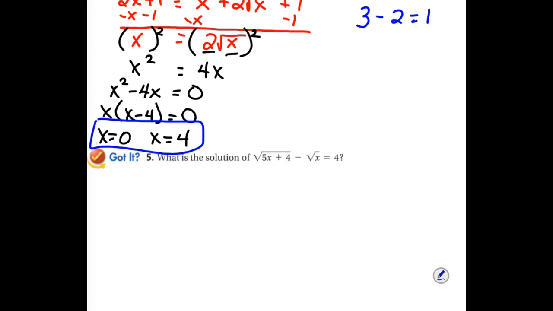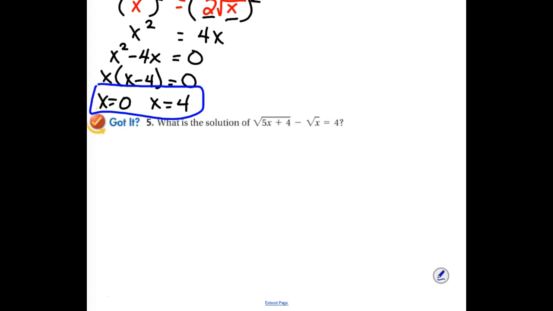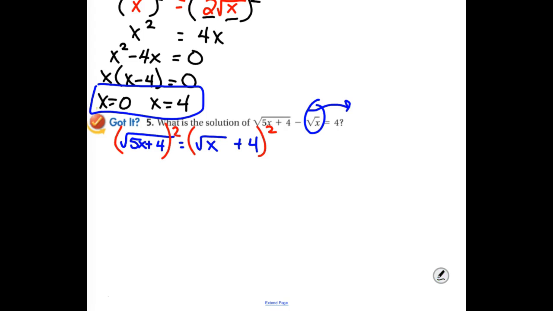All right, our last one. Which one is the more complicated radical? Yes. So we're going to bring this to the other side. All right. We end up with the square root of 5x plus 4. I'm going to add the square root of x to the other side. So now it's a positive root x plus the 4 that was already over there. Okay. Our next step, square both sides. Go ahead and take a minute to square both sides.